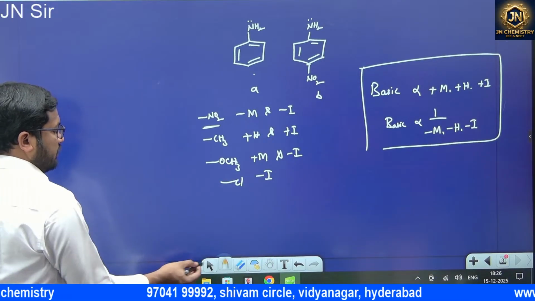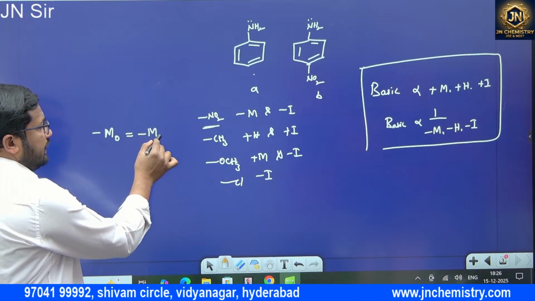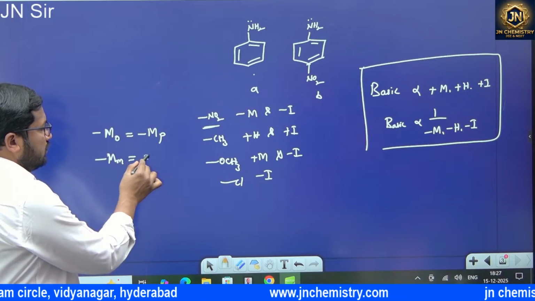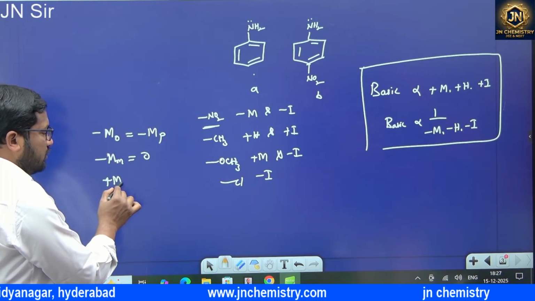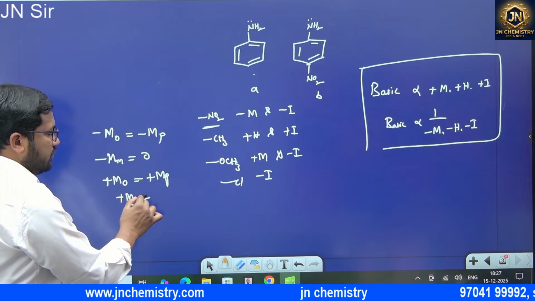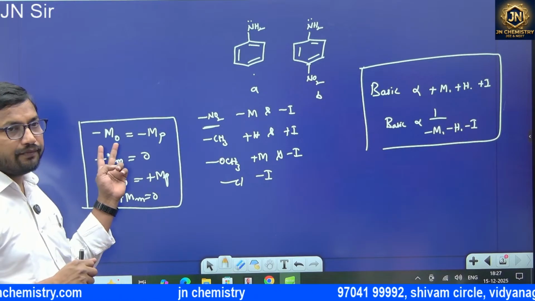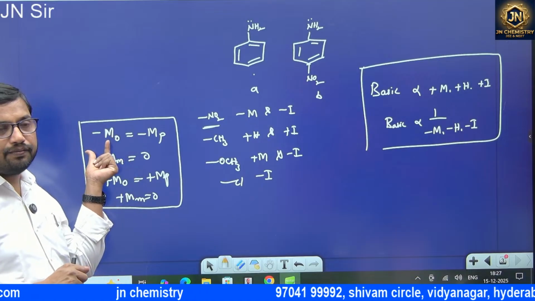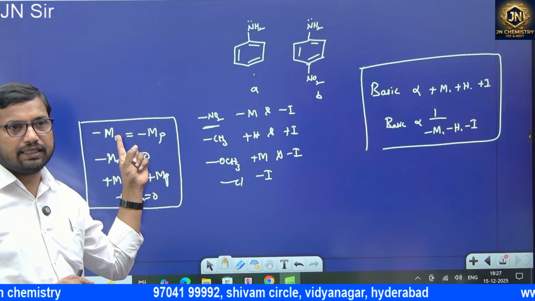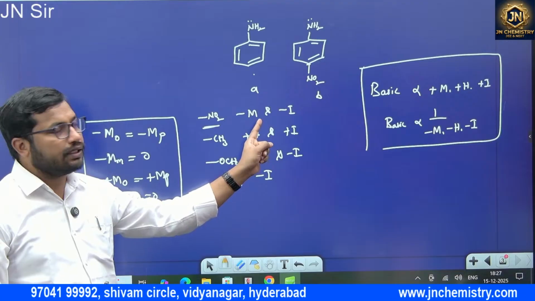So minus m or plus m, whatever it may be. Minus m ortho is equal to minus m para, and minus m meta equals 0. In the same way, plus m ortho is equal to plus m para, and plus m meta equals 0. What does this mean? Whenever there is a minus m group, for example NO2, imagine: if it is present at ortho and para positions, minus m is there. If it is present at meta position, minus m is not working. When minus m is not working, we need to take minus I.